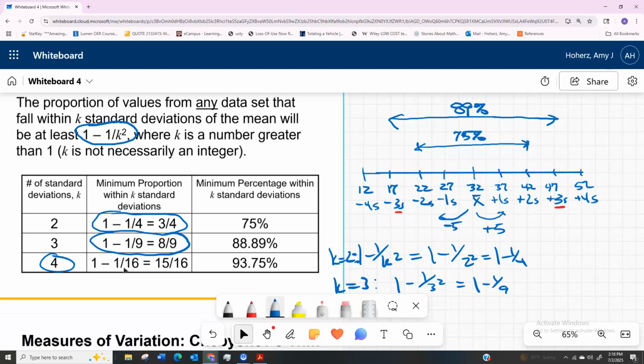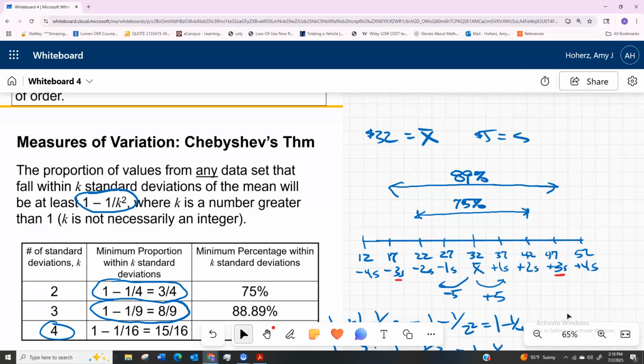Then we do the same thing for 4. So this is 1 minus 1 over 4 squared, or 1 minus 1 over 16, and that comes out to be 93.75. Again, I'm going to round that for ease, we'll call that about 94%. So 94% of the data has to fall within 4 standard deviations, no matter how the data is distributed. It can be skewed, symmetric, it doesn't matter.